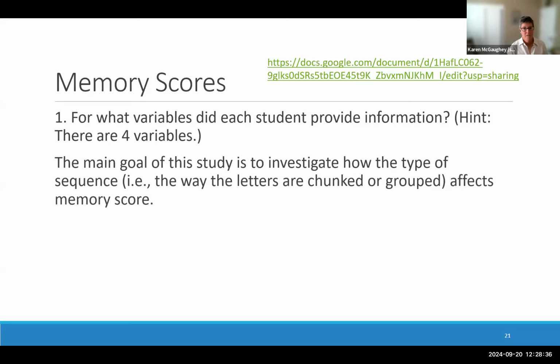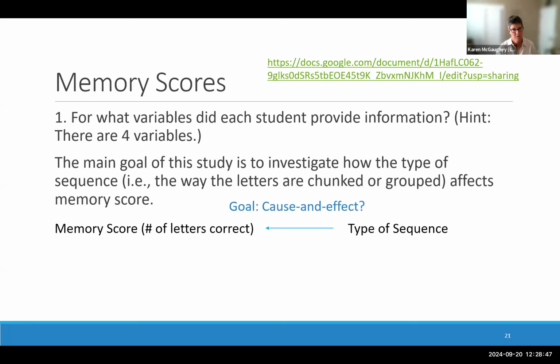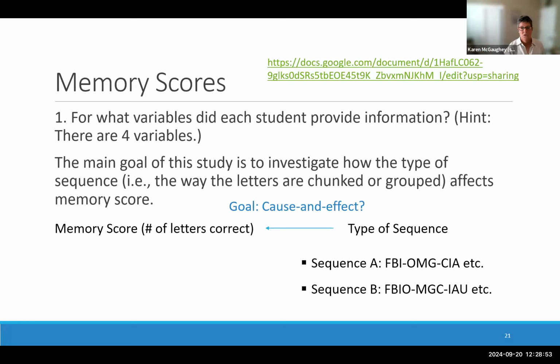So the main goal of this study is to investigate how the type of sequence, which for us is the way the letters are chunked or grouped, affects memory score. So this is kind of what we're trying to get at, right? So how is memory score related to the type of sequence? Here's at least the first few letters of the 2 sequences.